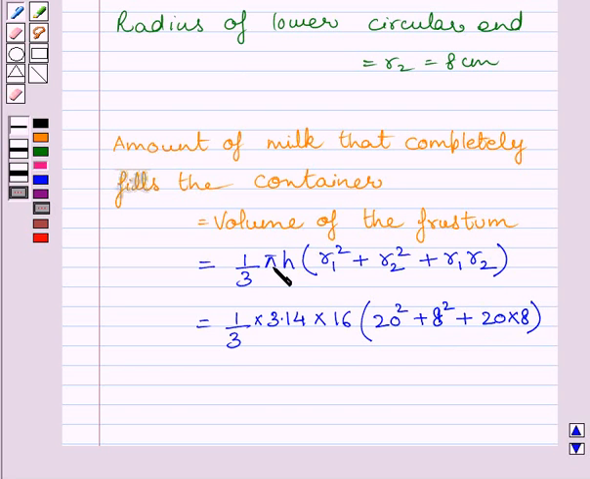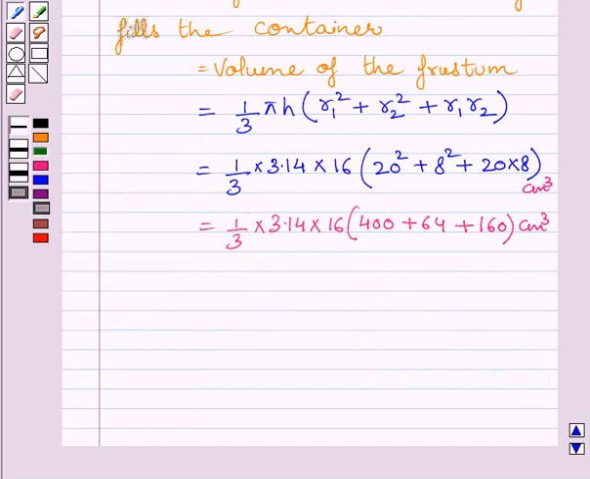We are given that value of pi is equal to 3.14, h is equal to 16 centimeters, r1 is equal to 20 centimeters, r2 is equal to 8 centimeters. So substituting their corresponding values in this expression, we get this expression. Now simplifying further, we get 1 upon 3 multiplied by 3.14 multiplied by 16 multiplied by 400 plus 64 plus 160 centimeter cube. Square of 20 is 400, square of 8 is 64, and 20 multiplied by 8 is equal to 160. Now adding these three terms, we get 624. So we can write 1 upon 3 multiplied by 3.14 multiplied by 16 multiplied by 624 centimeter cube.